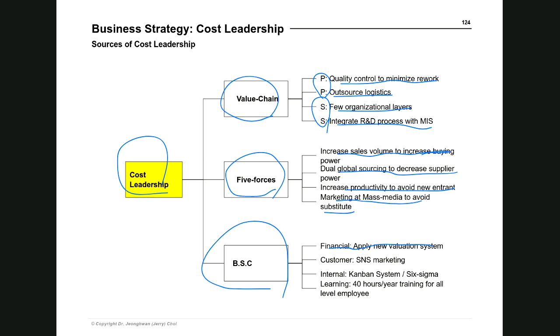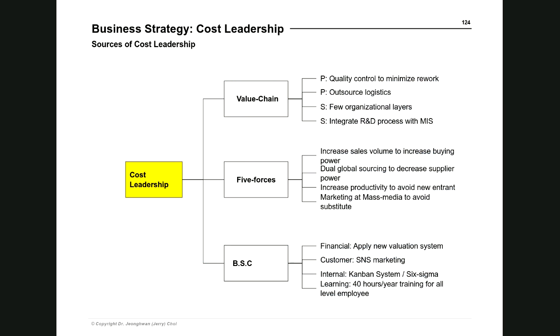In the balanced scorecard, financially, apply the new valuation system. For customers, network with us through social network services. Internally, use the Kanban system and Six Sigma activities, and we can reduce every penny. For learning, 40 hours per year of training for all levels of employees. We want to improve our core competencies in order to reduce the cost. That's how we achieve the competitive advantage of cost leadership.